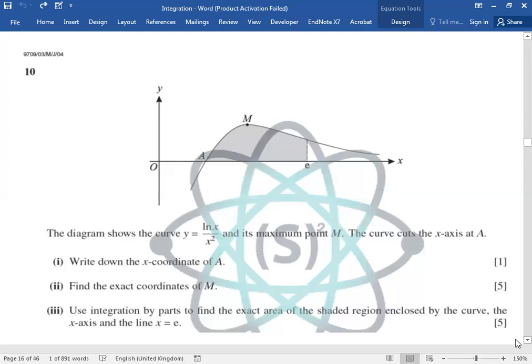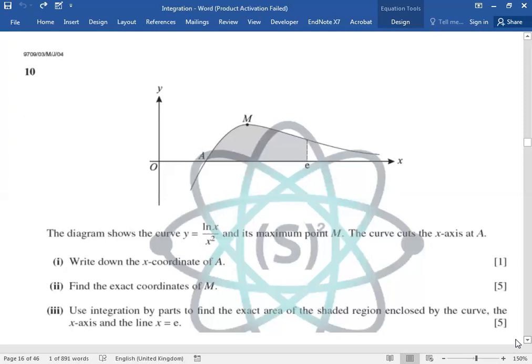How do you find the coordinate of A? Y की जगह 0 डालोगे, x square 0 से मल्टीप्लाई होकर 0 हो गया, x becomes e to the power 0, though, so the x coordinate of A is 1, right? The x coordinate of A is 1. All of this has already been covered in the previous topics. Now we are doing integration by parts to find the exact area of the shaded region.